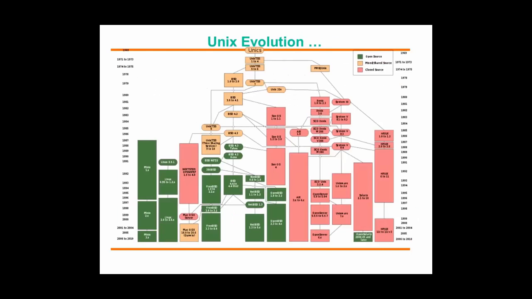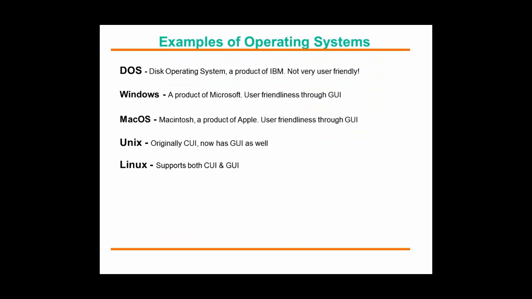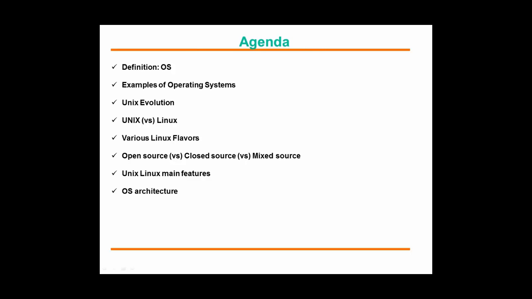If I do a quick recap of what we have covered, we looked at what an operating system is, various operating systems, how Unix evolved from Multics, how Linux came into the market as one of the major competitors for GUI Windows, various Linux flavors, the difference between open source, closed source and mixed source, what the major features of Unix and Linux are, and we also looked at the basic OS architecture and why we need an operating system at all.